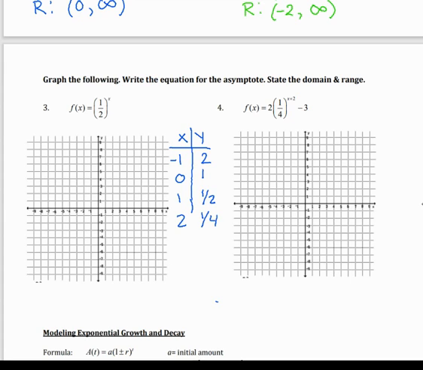So let's plot those. At -1, I'm up at 2. At 0, I'm at 1. At 1, I'm at 1/2. And at 2, I'm at 1/4. Okay? Now, that asymptote, it's a parent graph. There's no other transformations. So that asymptote will be at my x-axis.